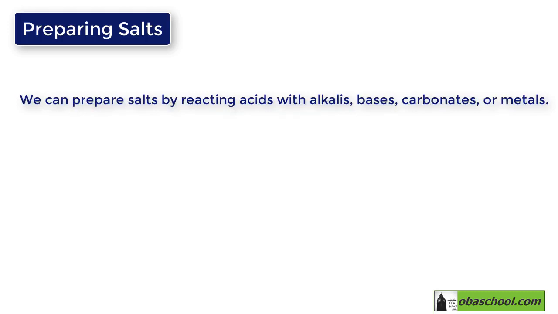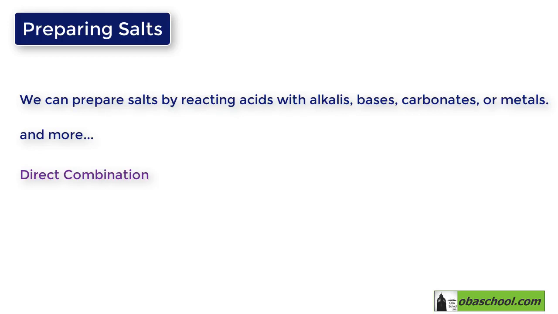In previous lessons, you saw how we can prepare salts by reacting acids with alkalis or bases, carbonates, and metals. Quite enough, you might think. But in fact, there are a couple of other methods of preparing salts that you need to know about: direct combination and precipitation. Let's start with direct combination.